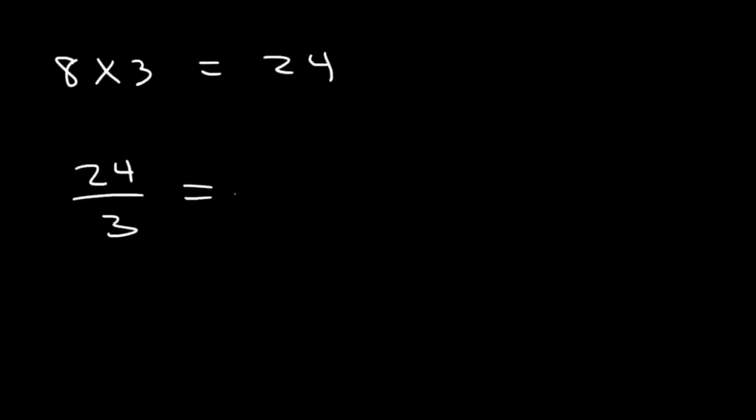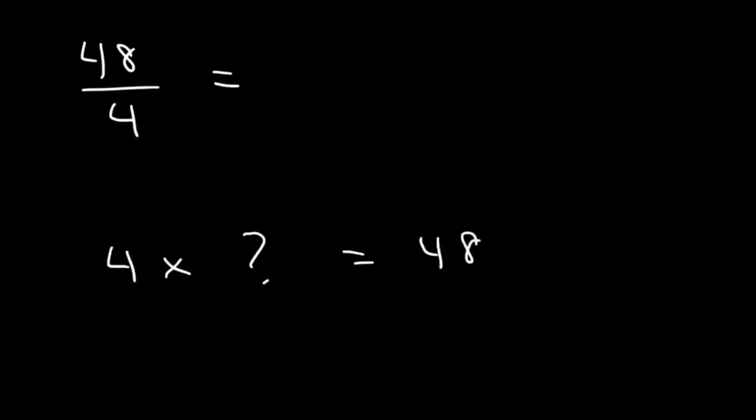Division is the opposite of multiplication. For example, we said that 8 times 3 is 24. Therefore, 24 divided by 3 is 8. Now let's say you want to divide 48 by 4. What does that equal? So ask yourself, 4 times what number is 48? If you know your multiplication tables, 4 times 12 is 48.